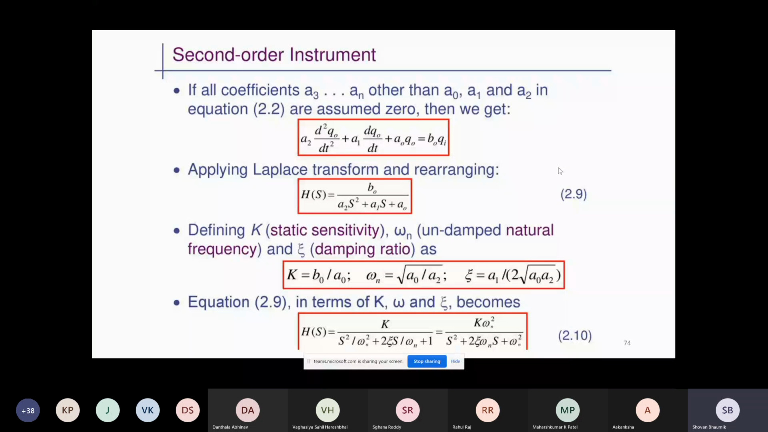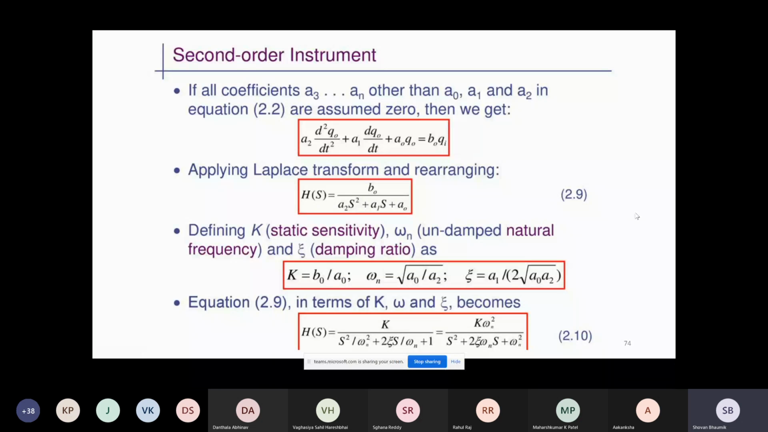So if we take the gains and constants in such a way, H(s) will become k divided by s square by omega n square plus 2 zeta s by omega n plus 1, and we'll get k omega n square divided by s square plus 2 zeta omega n s plus omega n square. So this is the way we can write it.